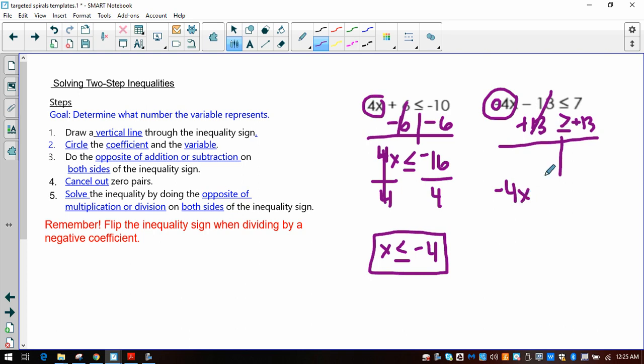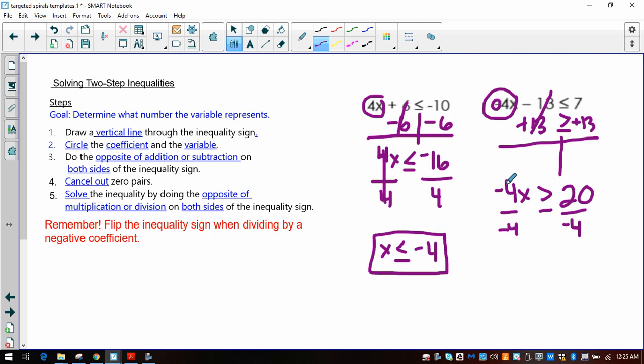We have a greater than or equal to inequality sign now. And then 7 plus 13 is 20. Okay, so we're at negative 4x is greater than or equal to a 20. So I'm going to go ahead and divide by that negative 4. And since I've already flipped that sign at the beginning, I don't need to flip it again.